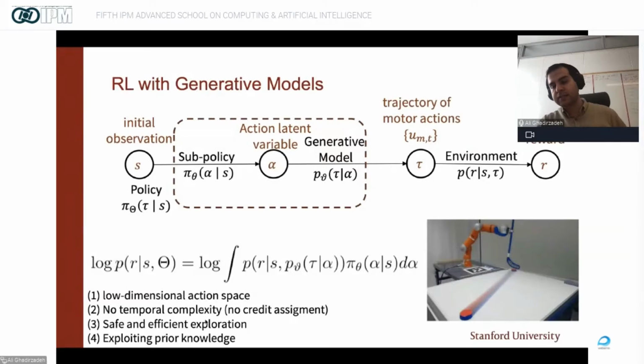And it's more efficient exploration. Why is that? Because now the robot does not try to explore meaningless trajectories, and instead only tries to generate trajectories that are close to the human demonstration. That's why we can explore the action space more efficiently. And of course, it provides a very straightforward way to exploit our prior knowledge whenever it exists.